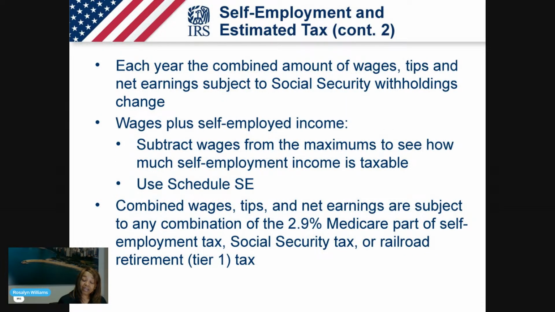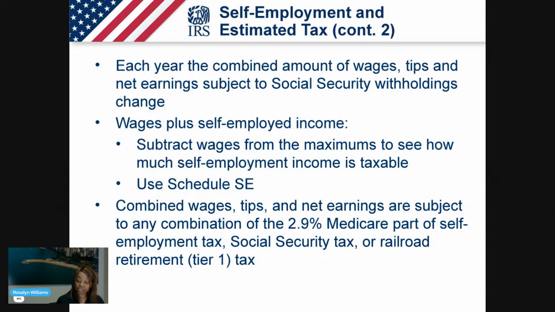Each year, the combined amount of wages, tips, and net earnings subject to Social Security withholdings changes. You do not have to withhold any more Social Security taxes once that combination reaches that limit. This is also known as the wage base limit, and this limit is published annually in IRS Publication 15. If you receive wages in addition to self-employed income, then subtract those wages from the maximums to calculate how much self-employment income is subject to taxes.